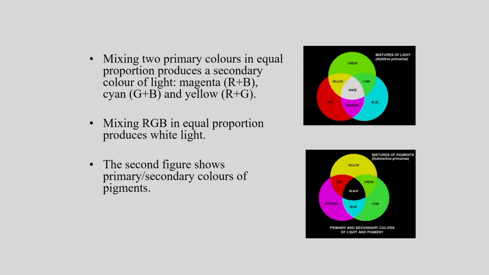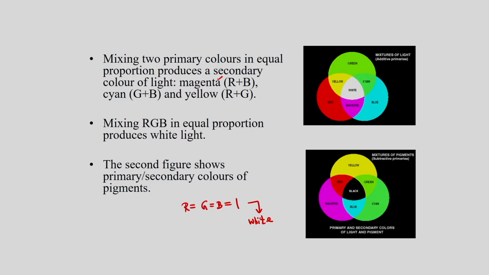So mixing two primary colors in equal proportion produces secondary colors. You can see I am combining R plus B in equal proportion, I am getting magenta. I am combining G plus B, I am getting cyan. I am combining R plus G in equal proportion, so I am getting yellow. So this magenta, cyan and yellow, these are the secondary colors. And if I combine in equal proportion, R equal to G equal to B equal to 1, that corresponds to the white color, the white light.